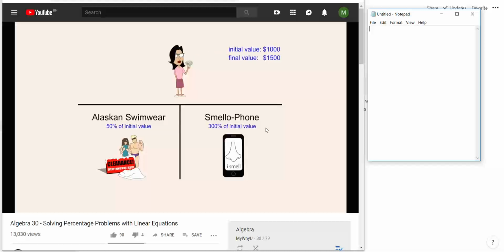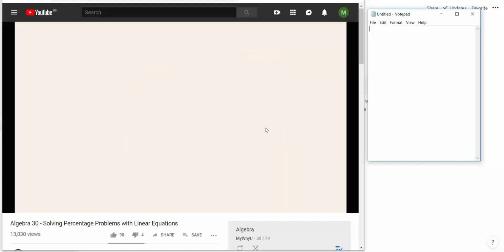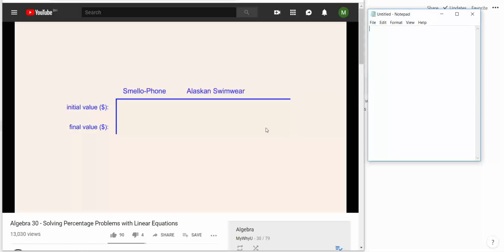Knowing only this information, is it possible to determine how much money Adrian invested in each company? When solving algebra problems, it is sometimes helpful to create a table of known and unknown values. Let's create a table for the initial and final values of each investment and Adrian's total investment portfolio. We know that initially her portfolio had a value of $1,000, and that the portfolio's final value was $1,500.